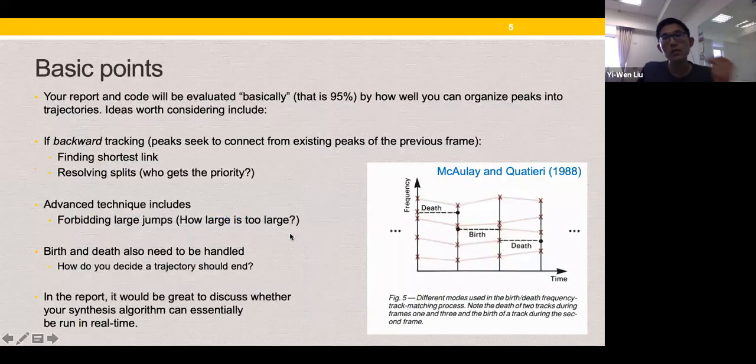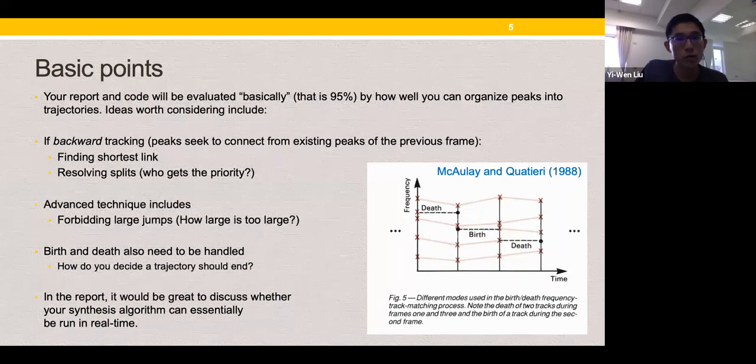So next, this is the birth and death I was talking about. This is a direct copy from their paper, figure number 5. Let me go through the points first. There's a kind of long list, and in this report that you're going to turn in next week, and your code, I will give you the basic points. Still 95% will be judged by how well you can organize peaks into trajectories. Trajectory formation, that's the basic part of this homework.